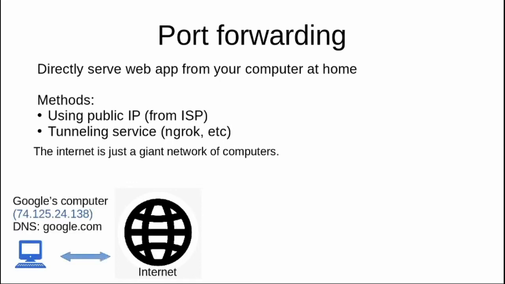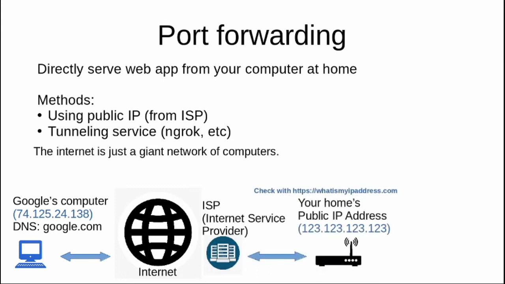For example, this is Google's computer. By the time this video was made, this is the IP 74.125.4.138. To connect google.com to your computer, you need some sort of service to connect your computer to Google's computer, and it's called the ISP or the Internet Service Provider. And then the ISP will give you a public IP, which will then receive by your computer. You can check your own public IP with whatismyipaddress.com, and then your wireless router connect the public IP to your computer, which has a local IP address.